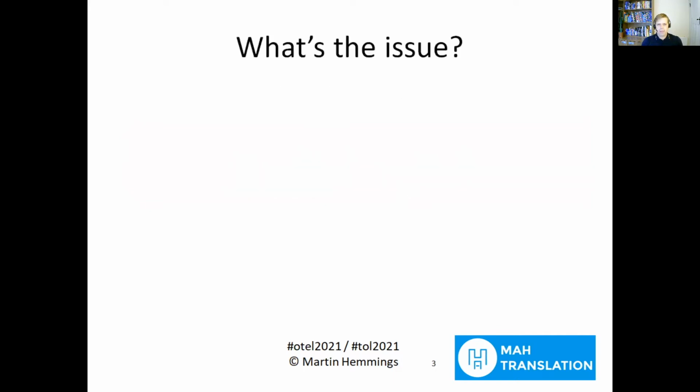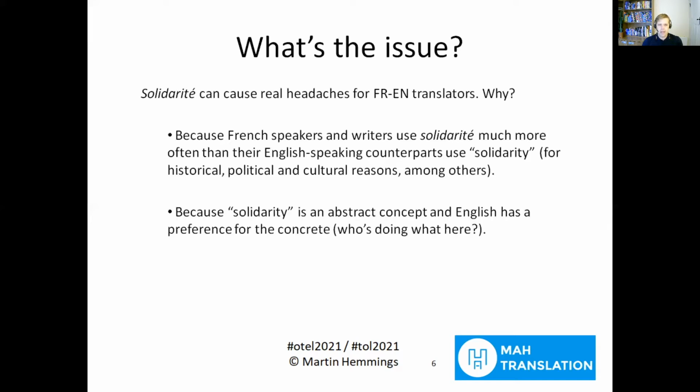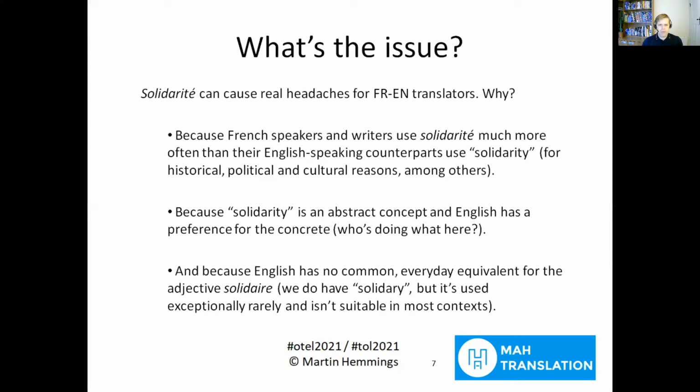Now, what's the issue here? Solidarité can cause real headaches for French to English translators. Why? Because French speakers and writers use solidarité much more often than their English-speaking counterparts use solidarity, for historical, political, and cultural reasons, among others. Because solidarity is an abstract concept and English has a preference for the concrete. We want to know who's doing what here. And because English has no common everyday equivalent for the adjective solidaire. We do have the word solidary, but it's used mostly in exceptional cases and isn't suitable in most contexts.